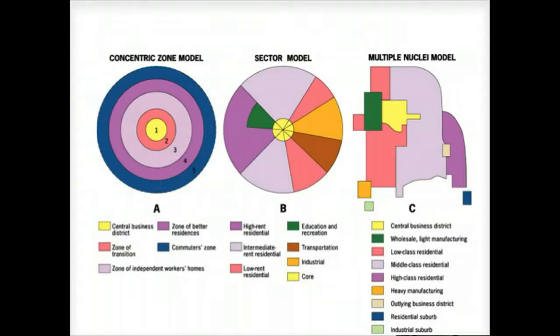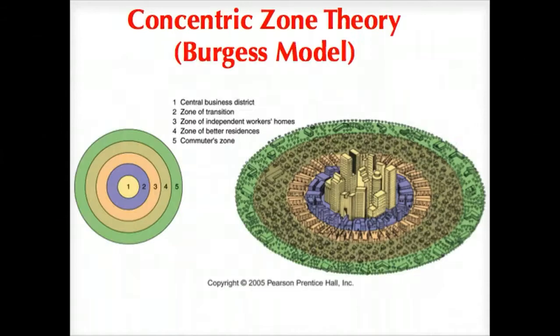The three that we'll be focusing on are the concentric zone model, also known as the Burgess model, the sector model, sometimes known as the Hoyt model, and then the multiple nuclei model, sometimes known as the Ullman or the Harris-Ullman model. Most often, though, you're going to hear multiple nuclei model. So let's get started. We'll start with the Burgess model, or the concentric zone model.